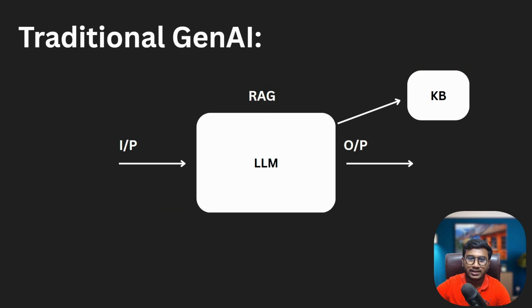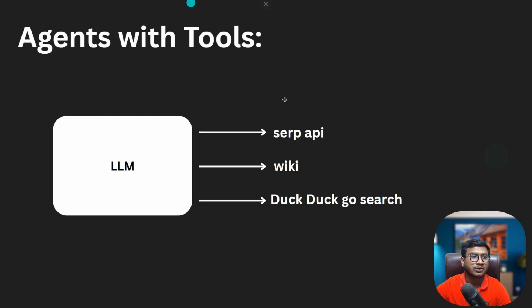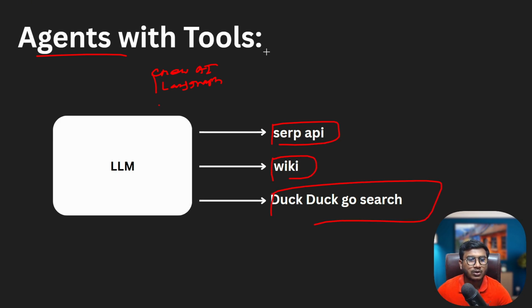I think you already know what agents are. Nowadays we use agents and tools for our GenAI application development. Let's say you have a large language model. With the help of an agents framework, such as CrewAI, LangGraph, and some more libraries available, you can create agents. That means you can connect with different tools, like SerpAPI, Wiki, DuckDuckGo, and Tavily. These are tools.